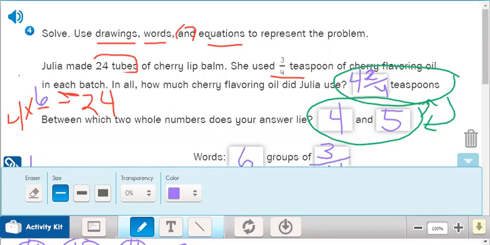Okay, so I would like you to try number 3 on your own and number 5. And there you have it. So then we are done with pages 224 and 225.